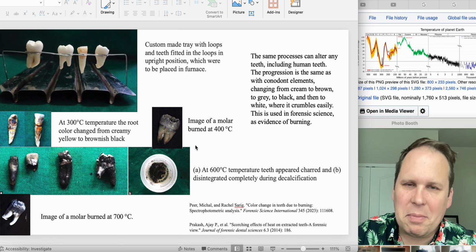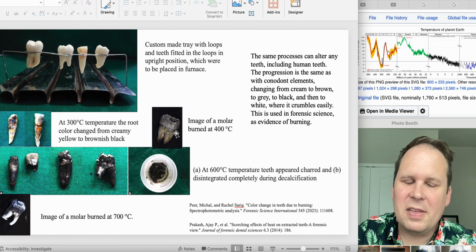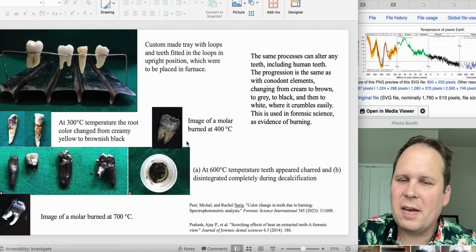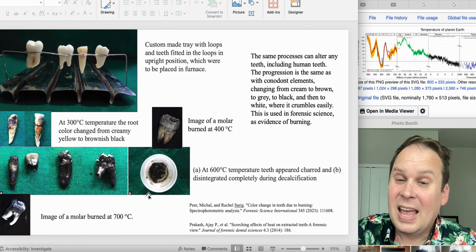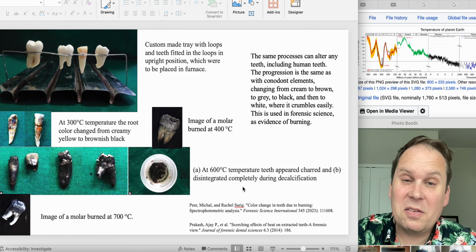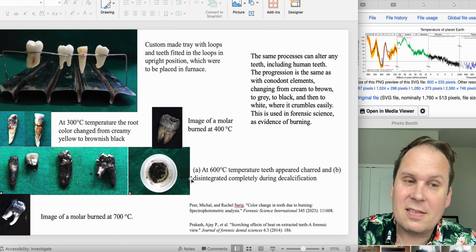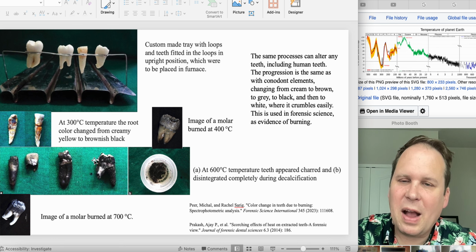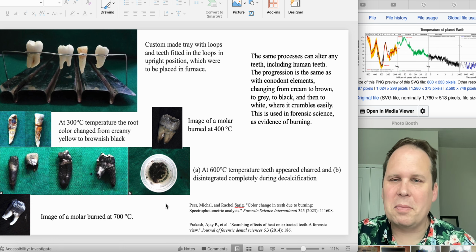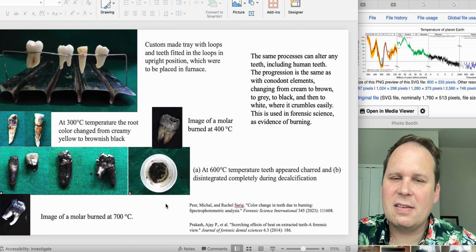We're starting to get some chemical alteration of the dentine, of the actual molecular structure. And if you heat these things up to 600 degrees Celsius, and remember, Celsius is a lot hotter than 600 Fahrenheit, you can see that these things just start to crumble away. The roots will fall apart. The actual crown of the tooth will last a little bit longer, but these get very, very delicate.